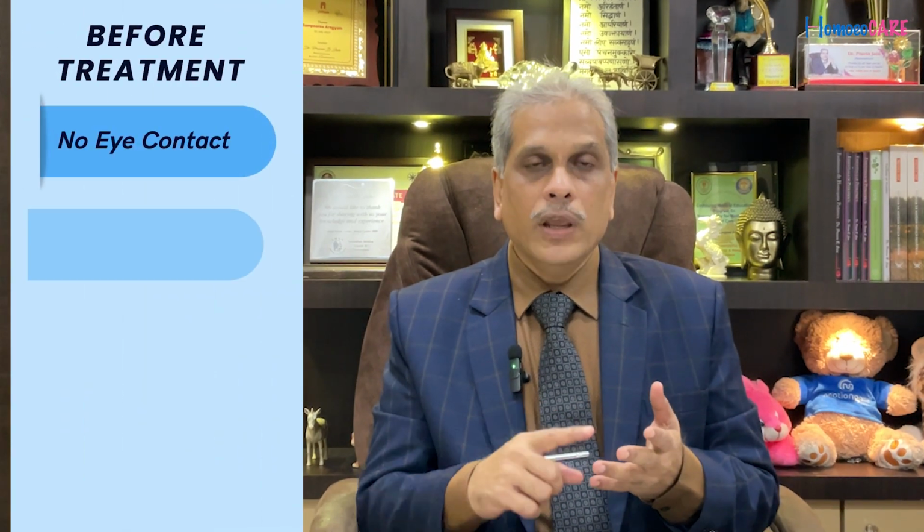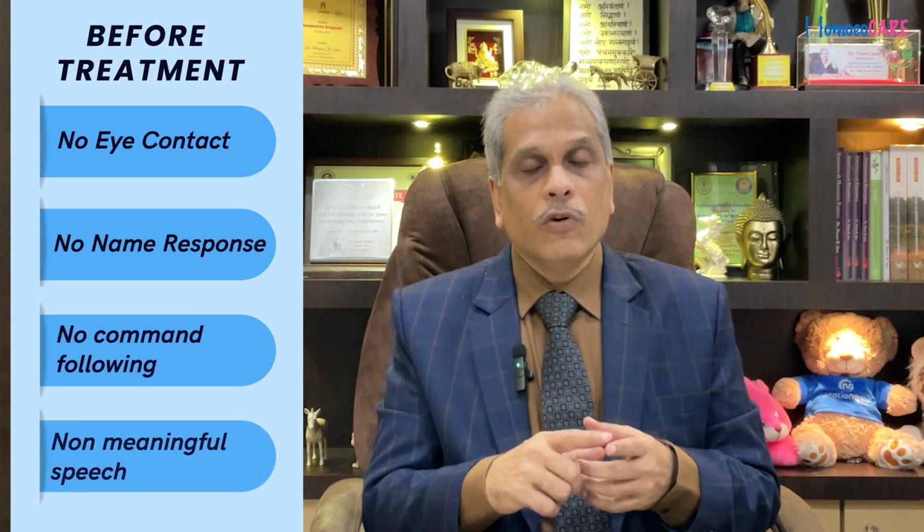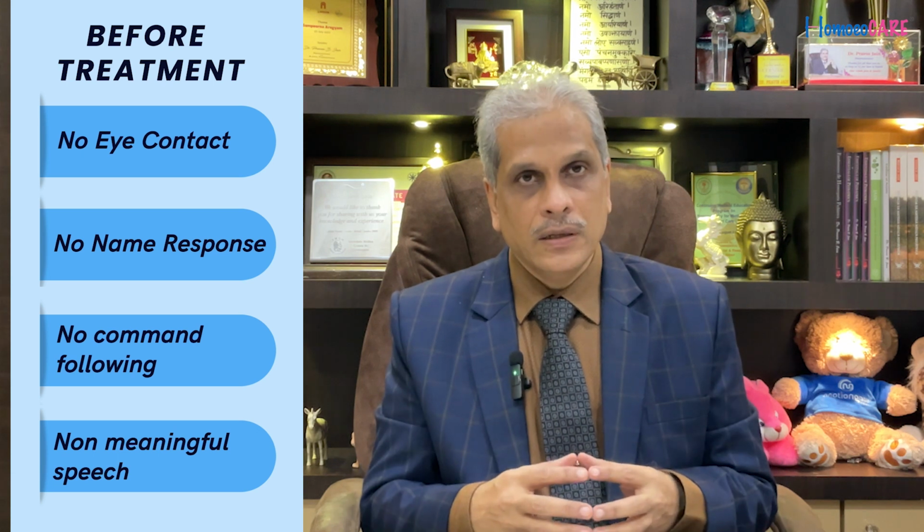So, friends, now what we observe is that this child has no eye contact, no name response, no command following, and speech was there, but it was only babbling and non-meaningful speech. When this child came to us, I diagnosed this child as having secondary autism, which means the child was normal till 18 months of age, and then the child started regressing with only babbling speech.